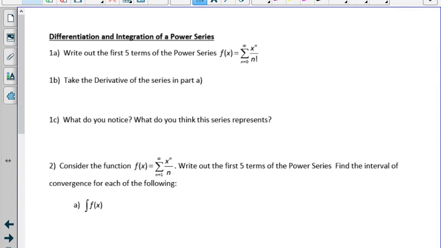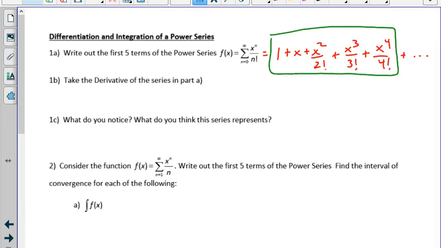1a, write out the first 5 terms of this power series. 1 plus x plus x squared over 2 factorial plus x cubed over 3 factorial plus x to the fourth over 4 factorial. So these are the first 5 terms, and then obviously it keeps on going forever.